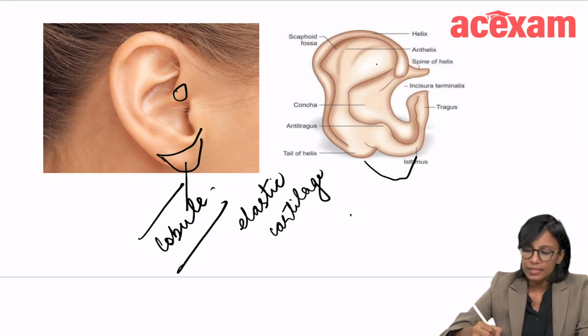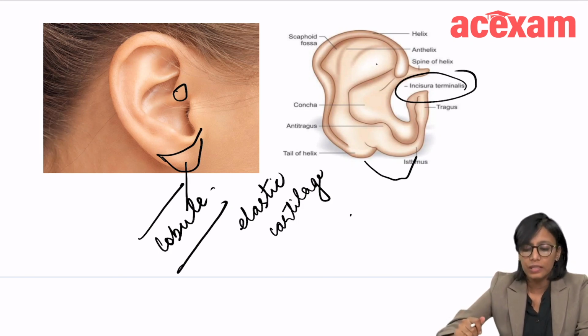Now you can see that there is a gap here in this cartilage. This gap is known as the incisura terminalis. Why is this gap there? This gap denotes the site of fusion of the first and the second arch. Remember, we studied before that the pinna is formed by fusion of the first and the second arch. So the site of fusion of these two arches is known as the incisura terminalis. This is devoid of any cartilage.